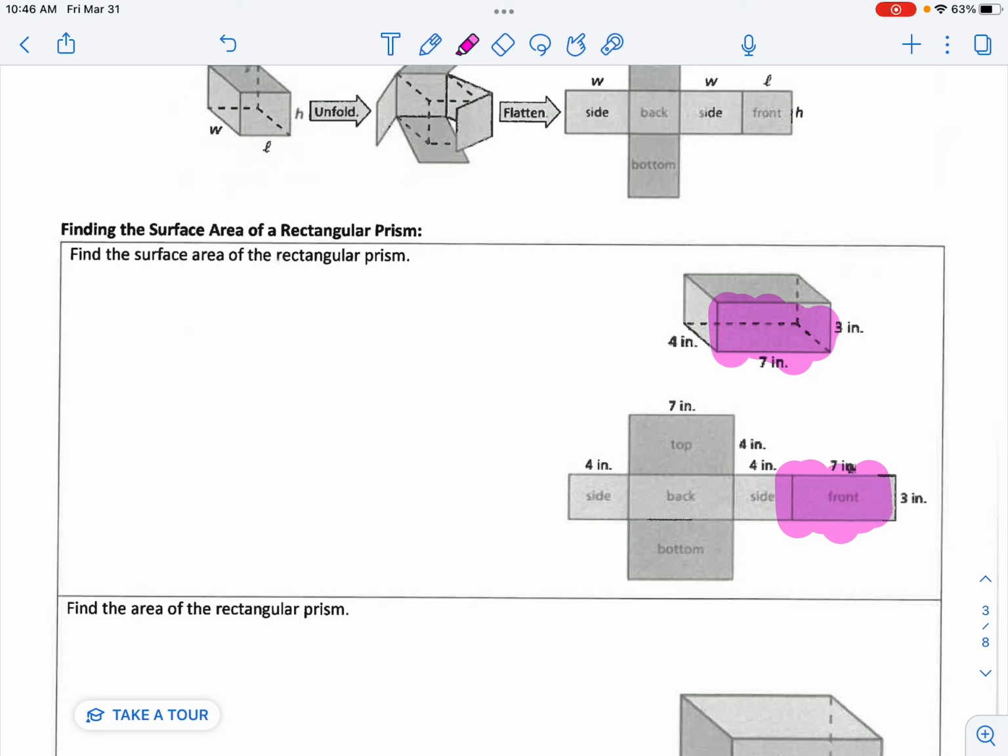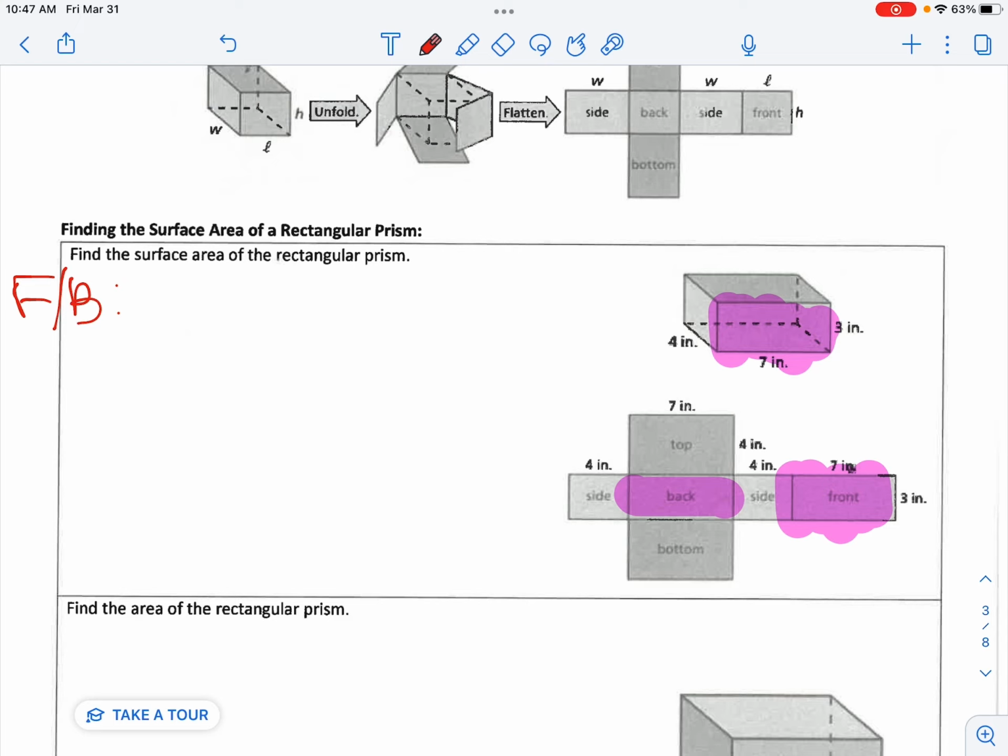Now I want you to think, is there another side on here that looks exactly the same, or is there another face that looks exactly like the front? Hopefully you notice that the back is the exact same. So that means when we find the area of the front, we can multiply it by 2, and we will have the area of the front and the back combined. Okay, so I'm going to write front/back.